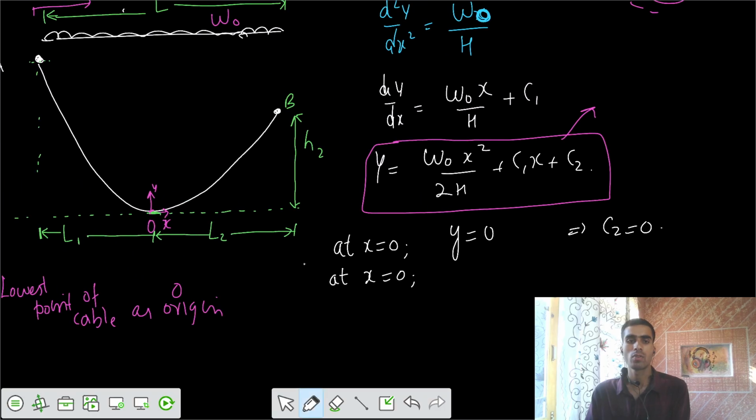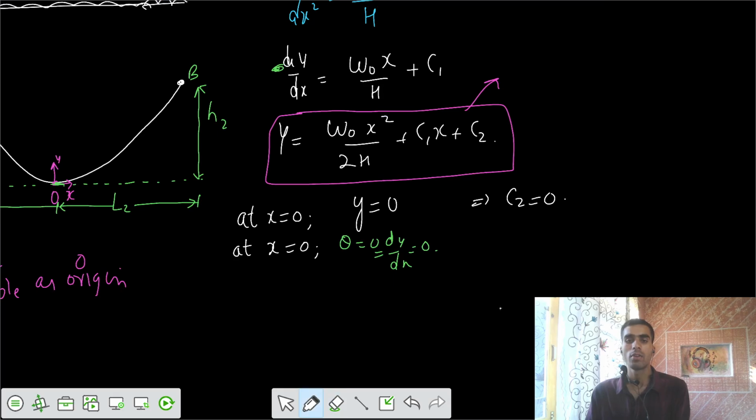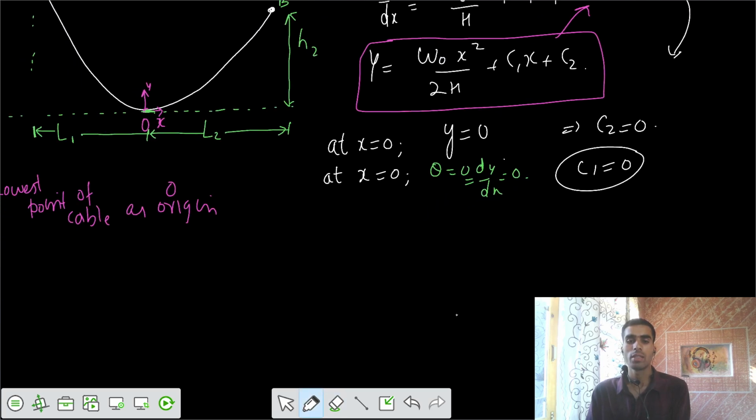What is the slope here? Can you say the slope is also 0? That is the slope. Theta is 0. That is dy by dx. Dy by dx is also 0. Now, if I substitute that also in the first equation we have, I would say C1 is also 0.